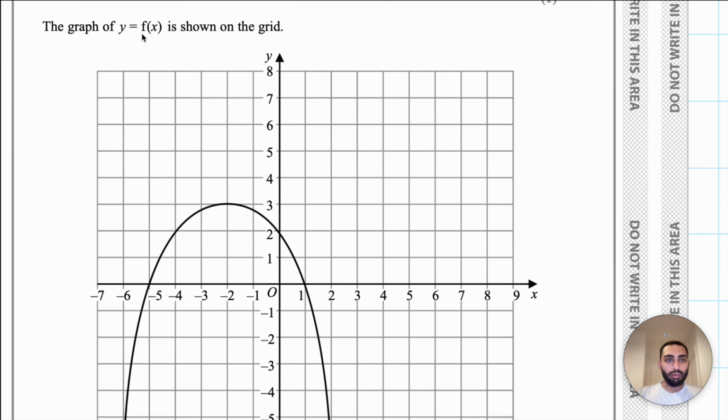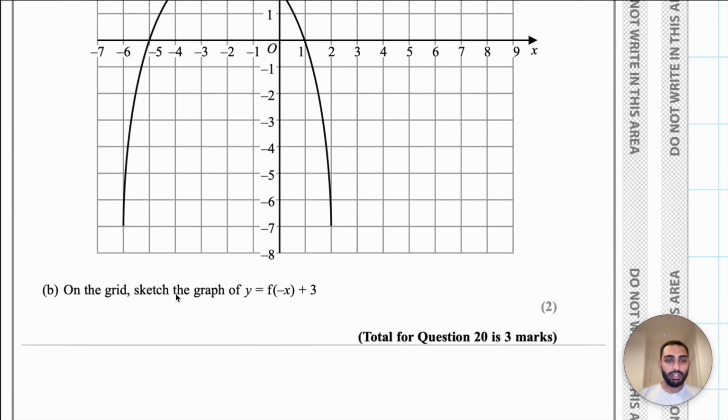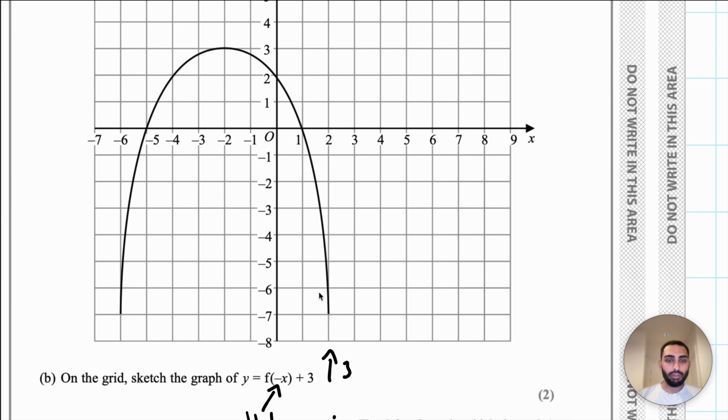The graph of y equals f of x is shown on the grid. On the grid, sketch the graph of y equals f of minus x plus 3. Because the negative is inside the bracket next to the x, that means it's a reflection in the y-axis. And this plus 3 is outside the bracket, so that means it's moving up in the y direction by 3. First thing that I'm going to do is this reflection in the y-axis. I'll do this in a different color. So I'm going to reflect 3 points, these two minimums and this turning point in the y-axis.